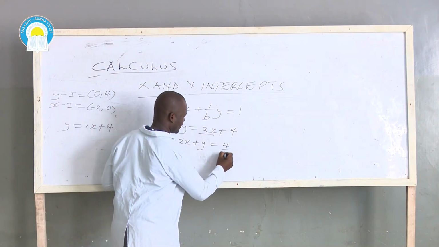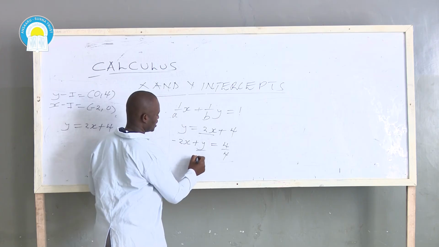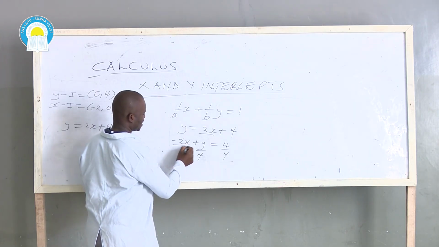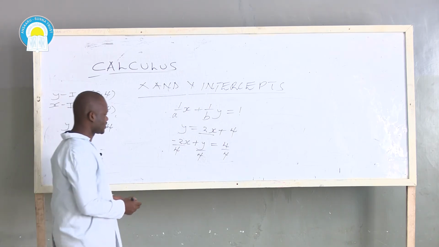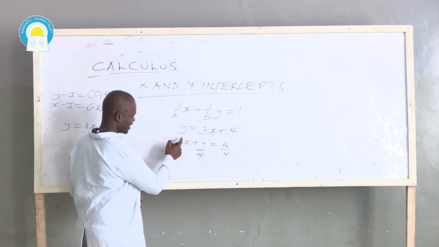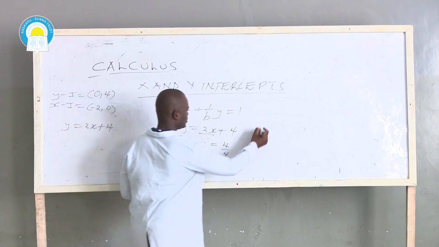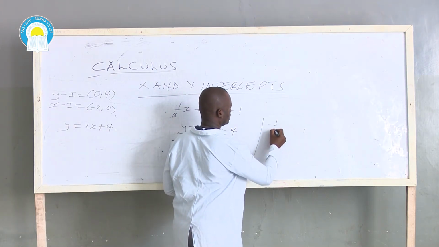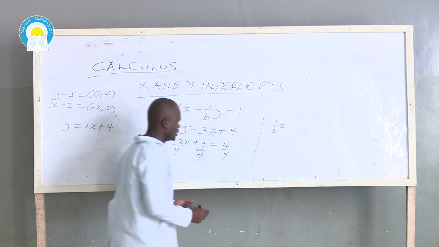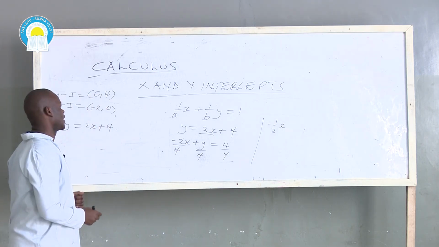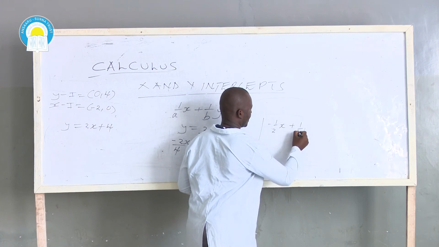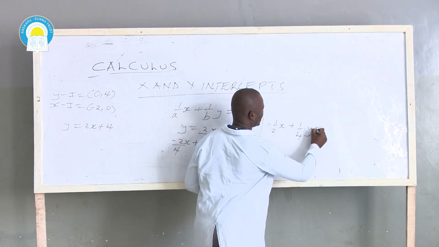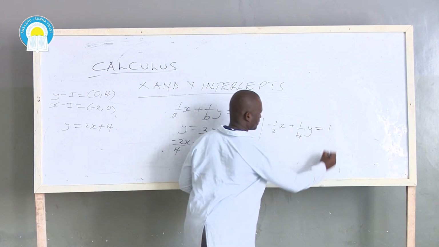Then I make sure whatever constant I have there is 1. So divide through by 4. Divide through by 4. Now what do we get? We get that simplification to be negative a half x plus a quarter y is equal to 1.